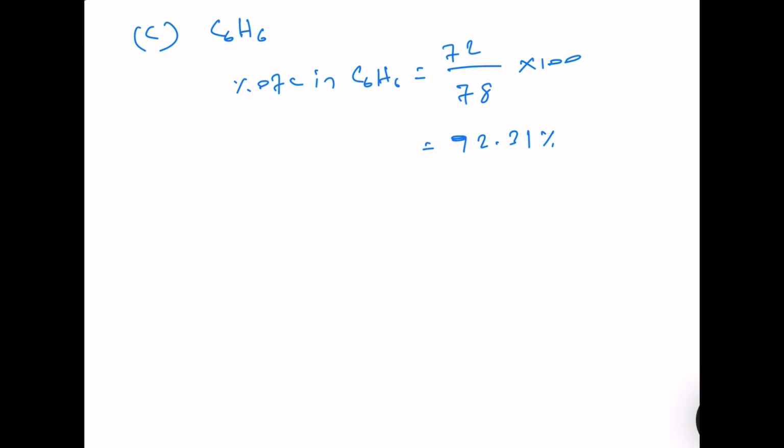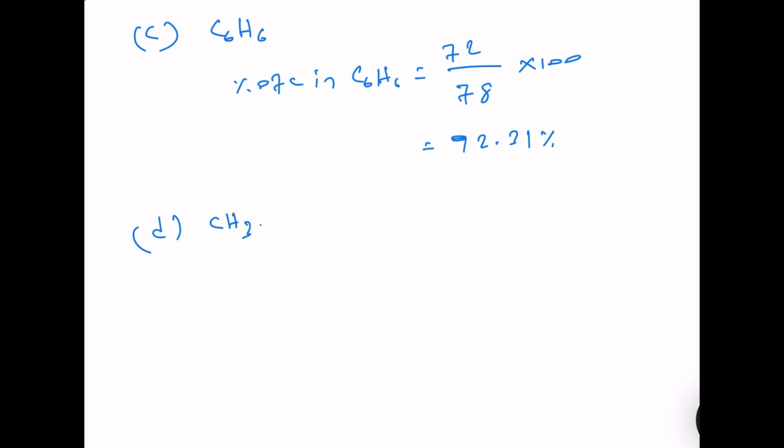And then option C, what we have is benzene. So, C6H6. So, percentage of carbon in C6H6 will be equal to mass of carbon, 6 times 12, that is 72. Molar mass of benzene is 78, times 100, and this will be equal to 92.31%.